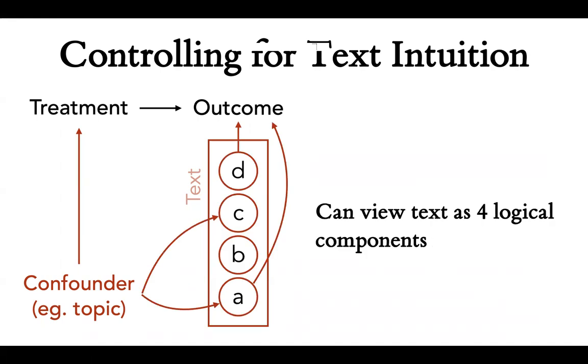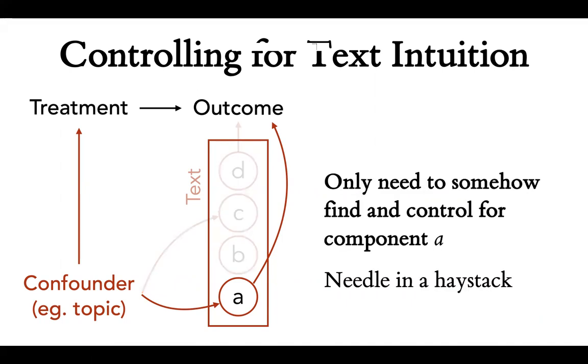You can think of the text as four logical components. Component A is affected by both the confounder and the outcome. Component B is not affected by anything. Component C is only affected by the confounder, and component D only affects the outcome. And what you need to somehow find and control for is component A. And that's what dimensionality reduction is trying to do.